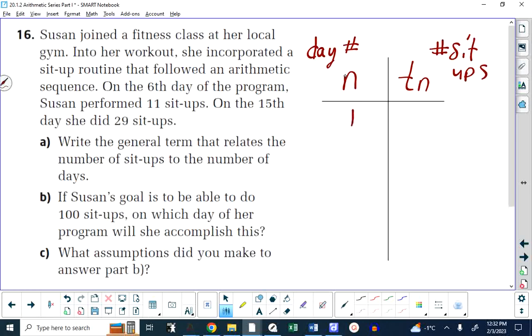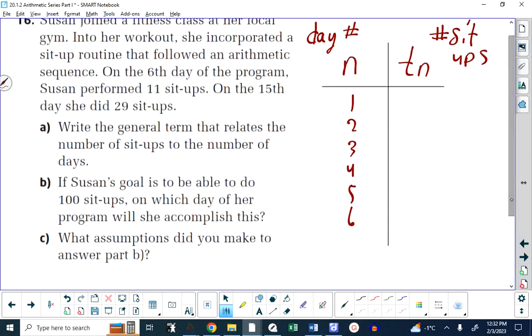And we don't know how many she does on the first day, or the second day, or the third day, or the fourth day, or the fifth day, but we do know on the sixth day, it's 11 sit-ups. Which, you know, you might say that's not very ambitious, but people have different physical abilities. And then we don't know about the 7th or 8th or 9th, but we do know eventually we get to the 15th day, and she does 29 sit-ups.